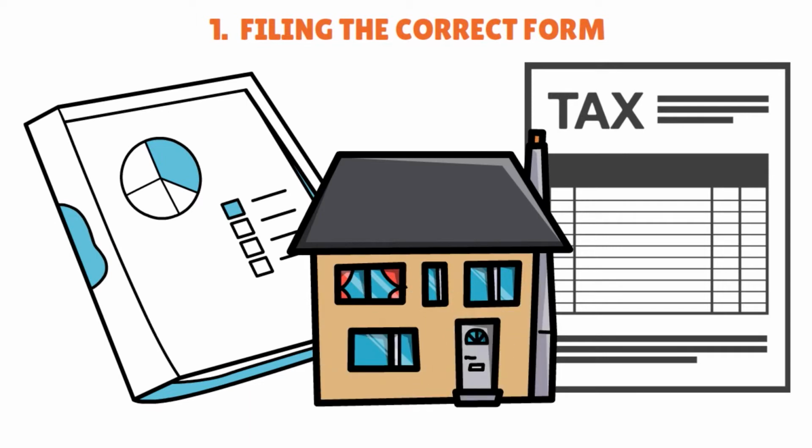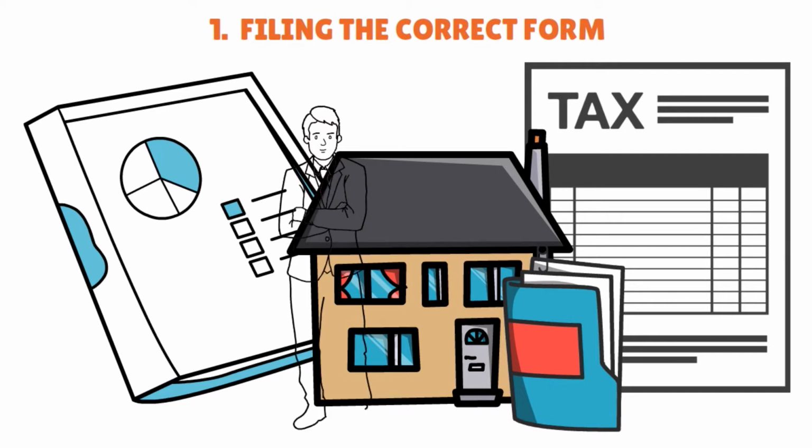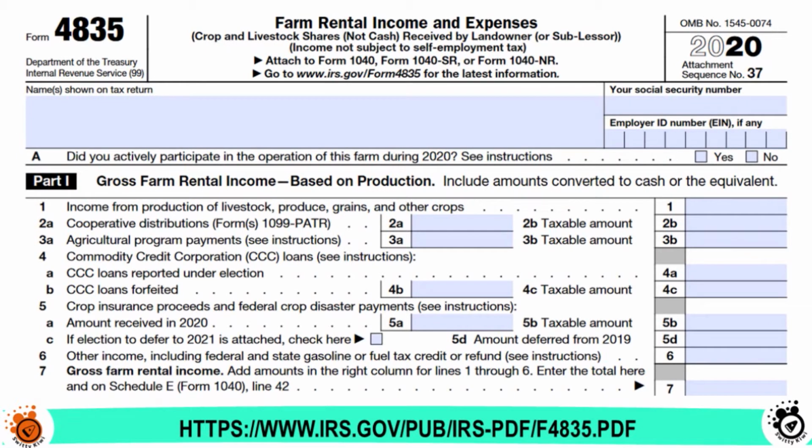And if you are an individual, you want to report farm rental income or loss on Form 4835. All right, and this is the kind of information you have to report on page 2, line 40 of Schedule E. I'm showing you right now on the screen Form 4835 that applies again specifically to farm rental income or loss.